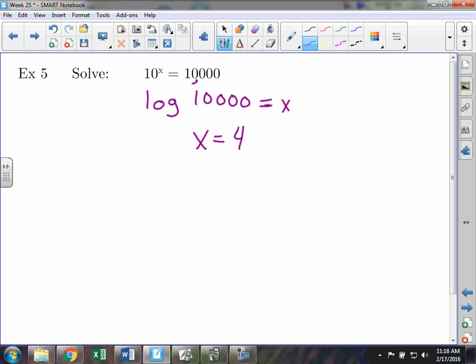Of course, did we really need the calculator to do this particular problem? Not really. By inspection, we probably could have figured out 10 to what exponent gives us 10,000? Well, 1, 2, 3, 4 zeros would have told us 4. Not a big deal. But if it were 20,000 instead of 10,000, it would perhaps be a little bit more difficult to see.